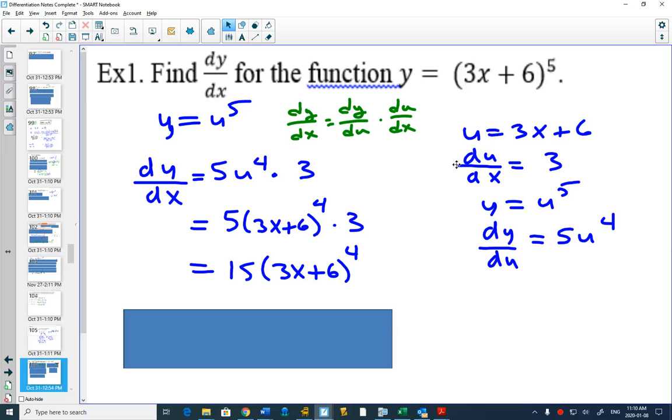Okay? What do I want you to do, though? I want you to go directly from here to there. Can you see yourself going directly from there to there, saying, hey, I could bring the 5 out in front, keep the inside the same, subtract 1 from the exponent, and then multiply by the derivative of the inside function? Can you see yourself going directly from there to there?